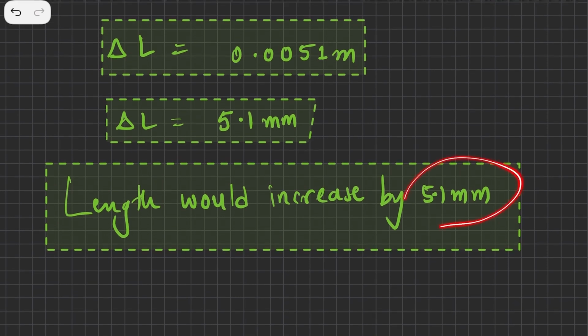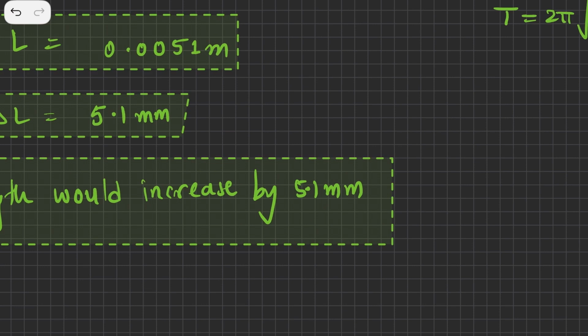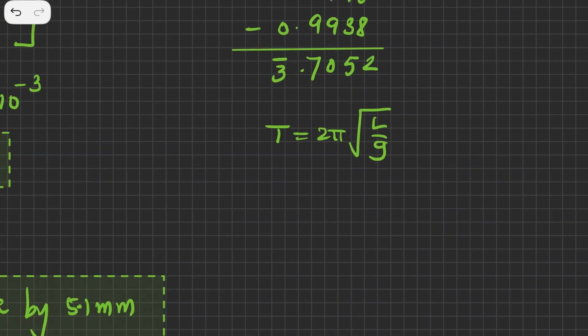Why has it increased? Because my answer is coming out to be positive. Because my answer is coming out positive, that means the length must have increased. And had this answer come out to be negative, my answer would have been decreased instead of increased. Okay, that is one thing.